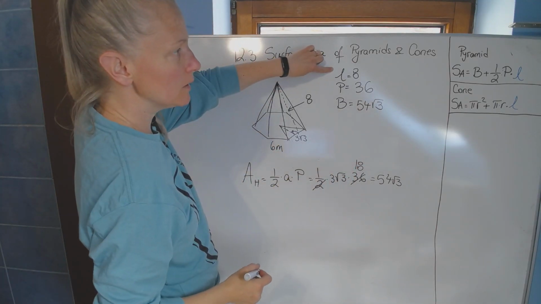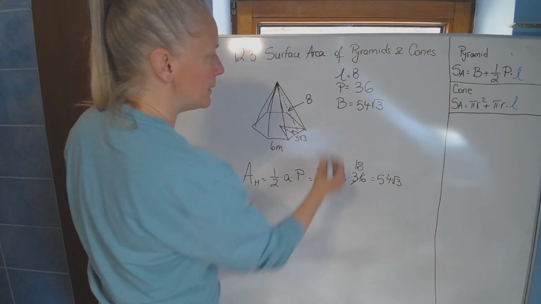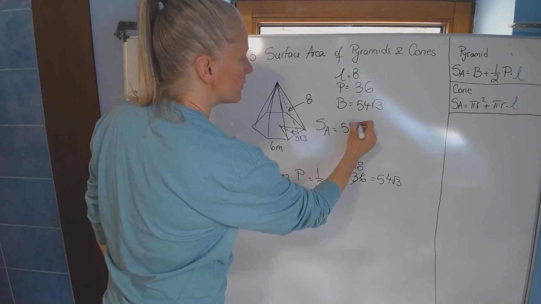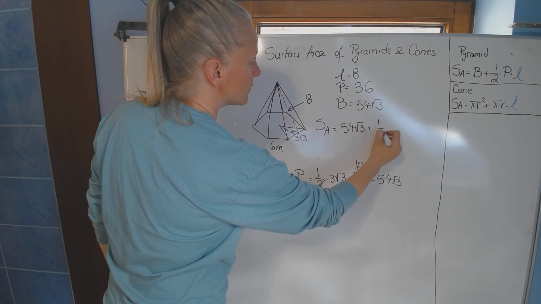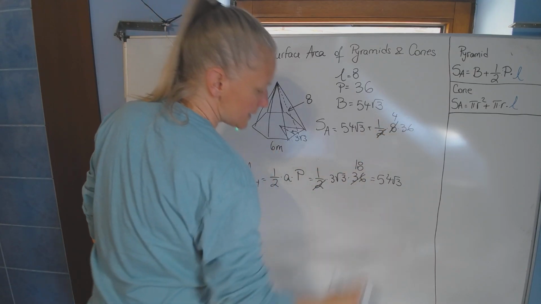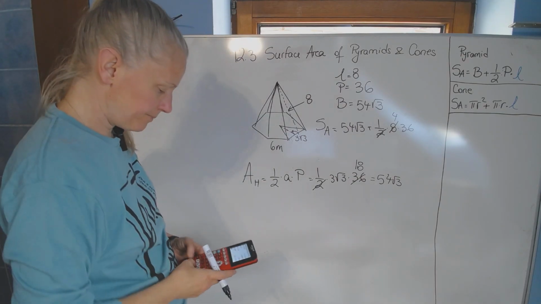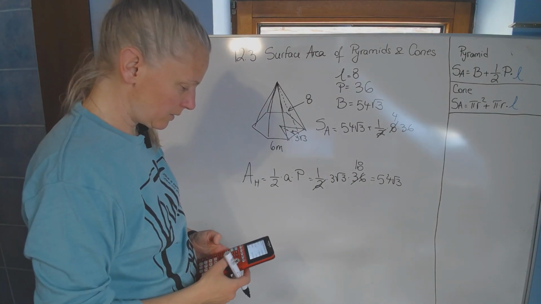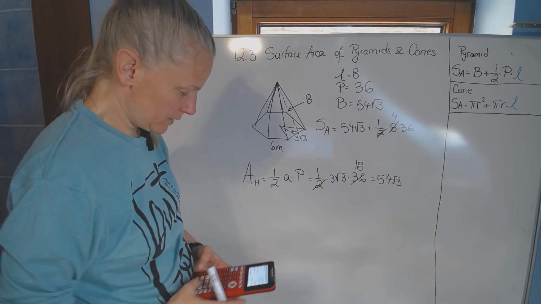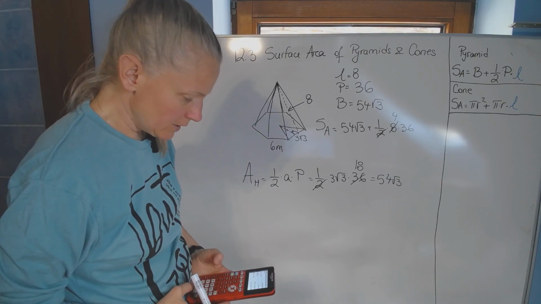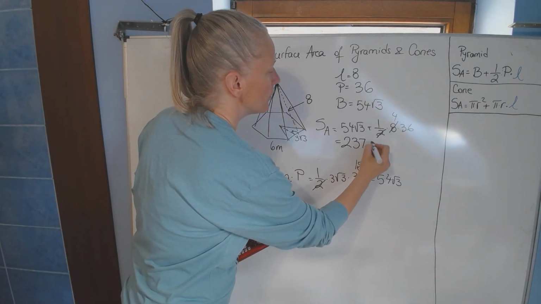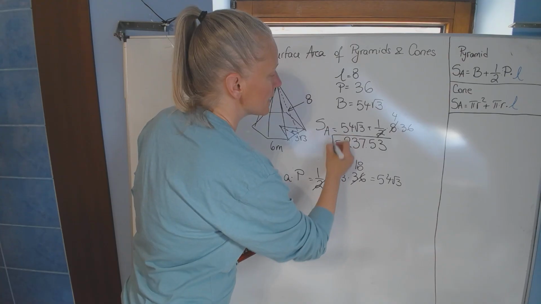I have my L, I have my P, I have my B. My surface area is going to become 54 square root of 3 plus half times 8 times 36. And other than doing this, I'm really going to use a calculator because, yeah, 54 square root of 3 plus 4 times 36, 237.53. 237.53 is my surface area.